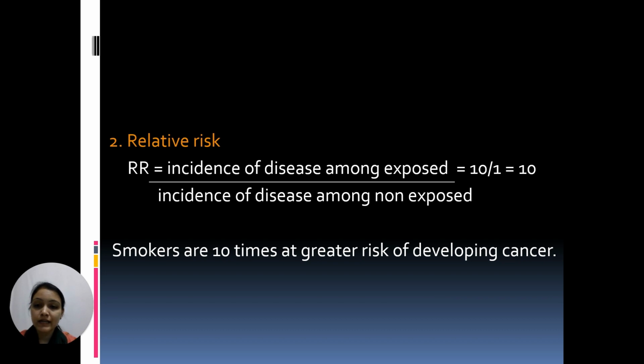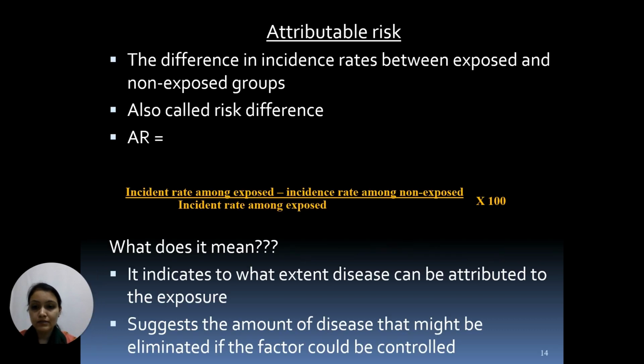Now from that we can find out the relative risk. Relative risk is the incidence of disease among exposed divided by incidence of disease among non-exposed, which in our example is 10 divided by 1, equal to 10. The smokers are at 10 times greater risk of developing cancer.